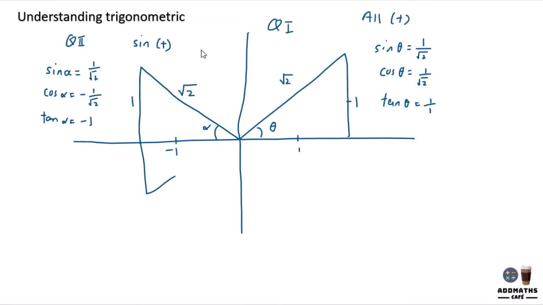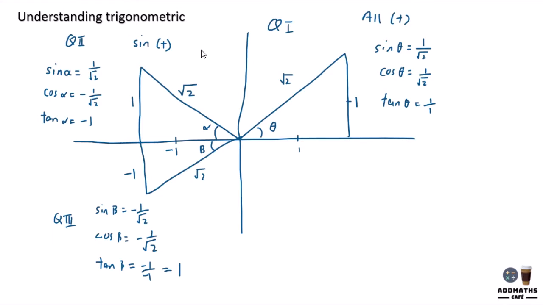Let's go to quadrant 3. Quadrant 3 is the same. When you go down, it will be -1. So let's say this is beta. When we do sine beta, it will be opposite over hypotenuse, which is -1 over square root 2. Cos beta, which is adjacent over hypotenuse, will be -1 over square root 2. And when you do tangent beta, it will be -1 over -1 and give you a positive 1. So in this case, tangent is positive.